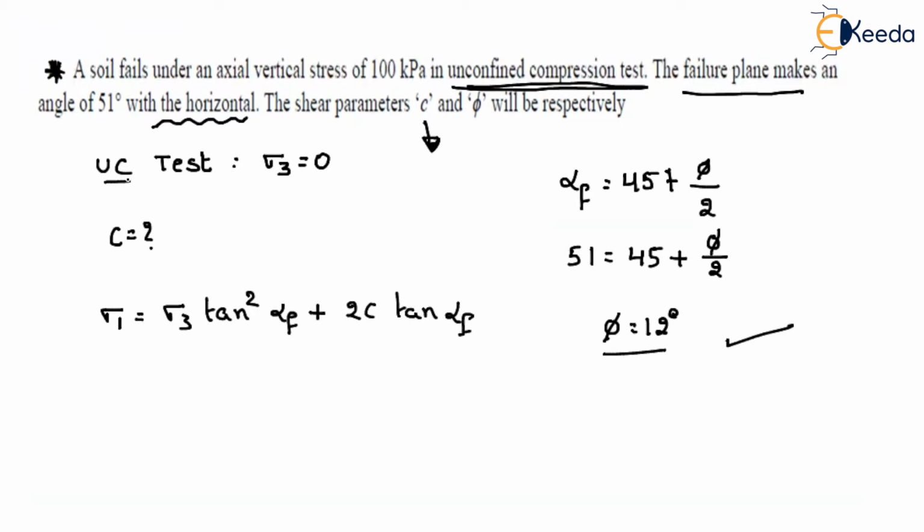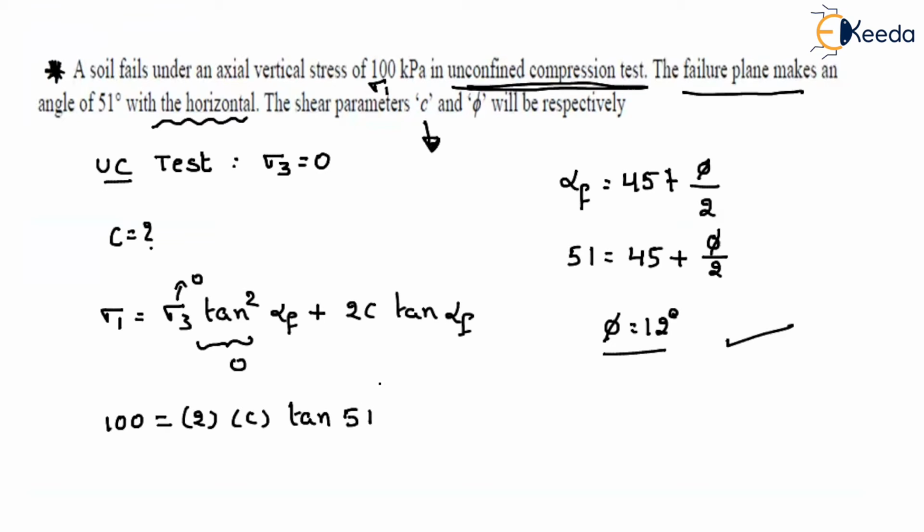As we are talking about the UC test, we know that sigma 3 is equal to 0. That means this entire magnitude is equal to 0. And what are they talking about? At a failure stress of 100 kilopascal, this is nothing but your sigma 1 value. So in the place of sigma 1, I take 100 equal to 2 times c into tan of the failure plane angle, tan of 51 degrees.